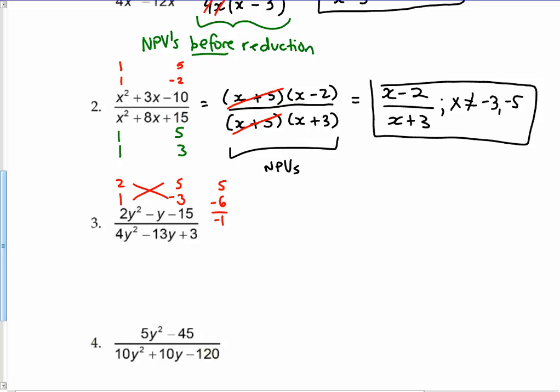Okay, on the denominator, 3 and 1, I have to make 13. If I do 2 and 2, are my numbers going to be large enough to make negative 13? No, so we want to try 4 and 1, or 1 and 4. 1 and 4. Okay, 1 and 12. They both have to be negative. Then we have negative 12 and negative 1. Good.